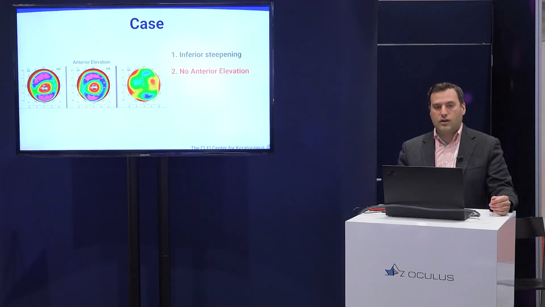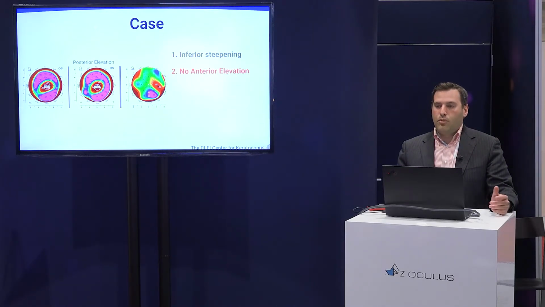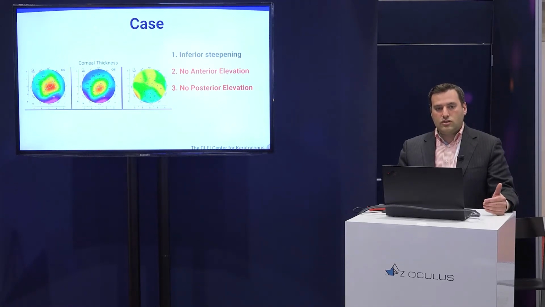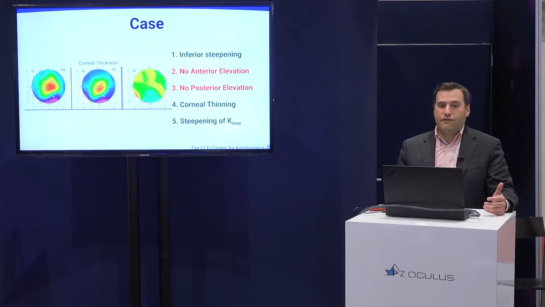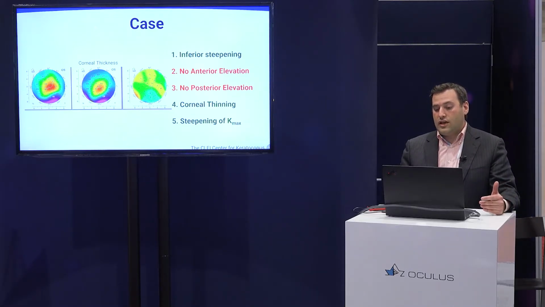There's no change in the anterior elevation. Looking at the posterior elevation map, no change in the posterior elevation. But there is corneal thinning, and pretty significant corneal thinning. And so is this progression? Their Kmax has gotten worse. So 3 out of 5 of our metrics here would suggest that this was progression.